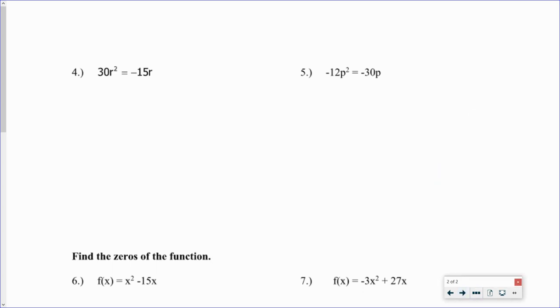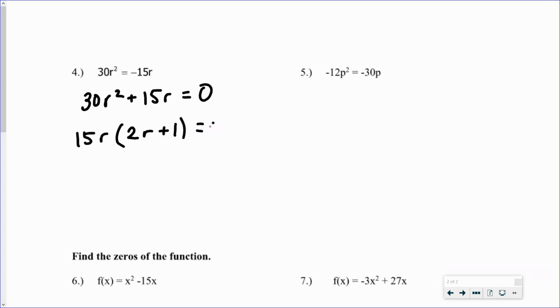All right, so for number 4, I'm going to add 15r to both sides. We're going to get 30r squared plus 15r equals 0. Factor out the greatest common factor, which is going to be 15r. 30r squared divided by 15r is 2r. Positive 15r divided by 15r is 1.